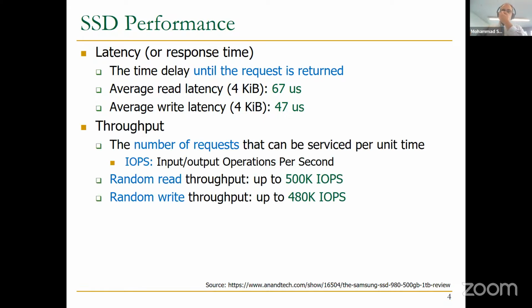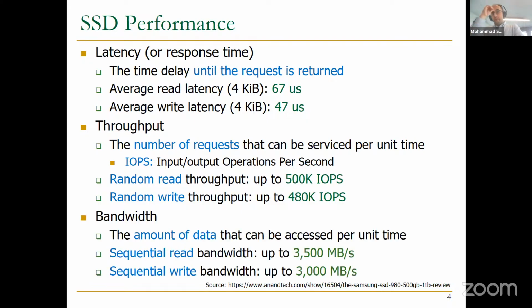So throughput is the number of requests that can be serviced per unit time. We usually report it as IOPS, the number of input-output operations per second. The random read throughput for this specific report is up to 500K IOPS. And for random write throughput, we have up to 480K IOPS, which is quite good when you compare it to hard disk drives. I will show you the numbers very soon.